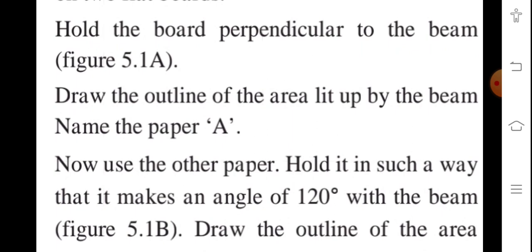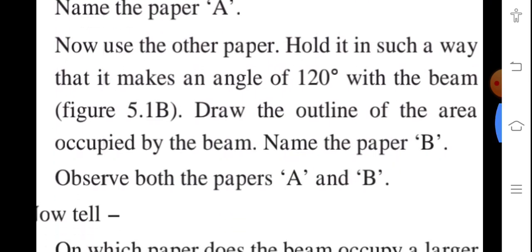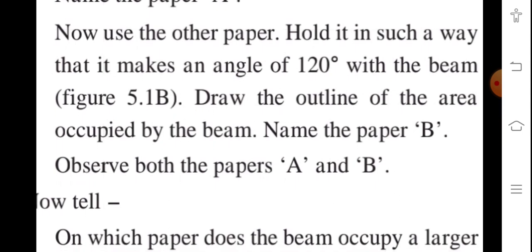Then when we put on the torch, the area which is lit up by the beam of the torchlight, circle that area, outline that area, draw the outline of that area and name this paper as paper A. Then now use the other paper. Hold it in such a way that it makes an angle of 120 degree with the beam.